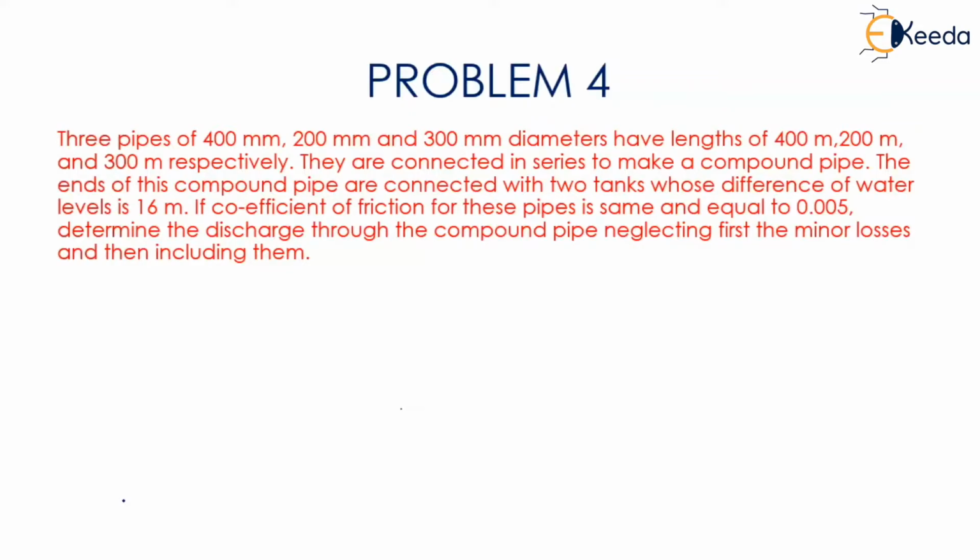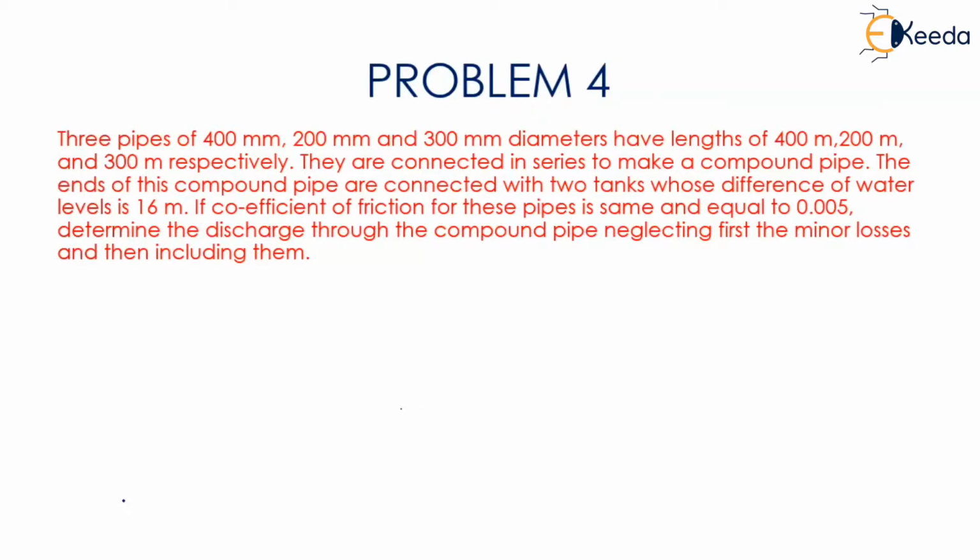and 300 meter respectively. They are connected in a series to make a compound pipe. The ends of the compound pipe are connected to two tanks whose difference of water level is 16 meter. If coefficient of friction of this pipe is same and is equal to 0.005, determine the discharge to the compound pipe, neglecting first the minor losses and then including them.